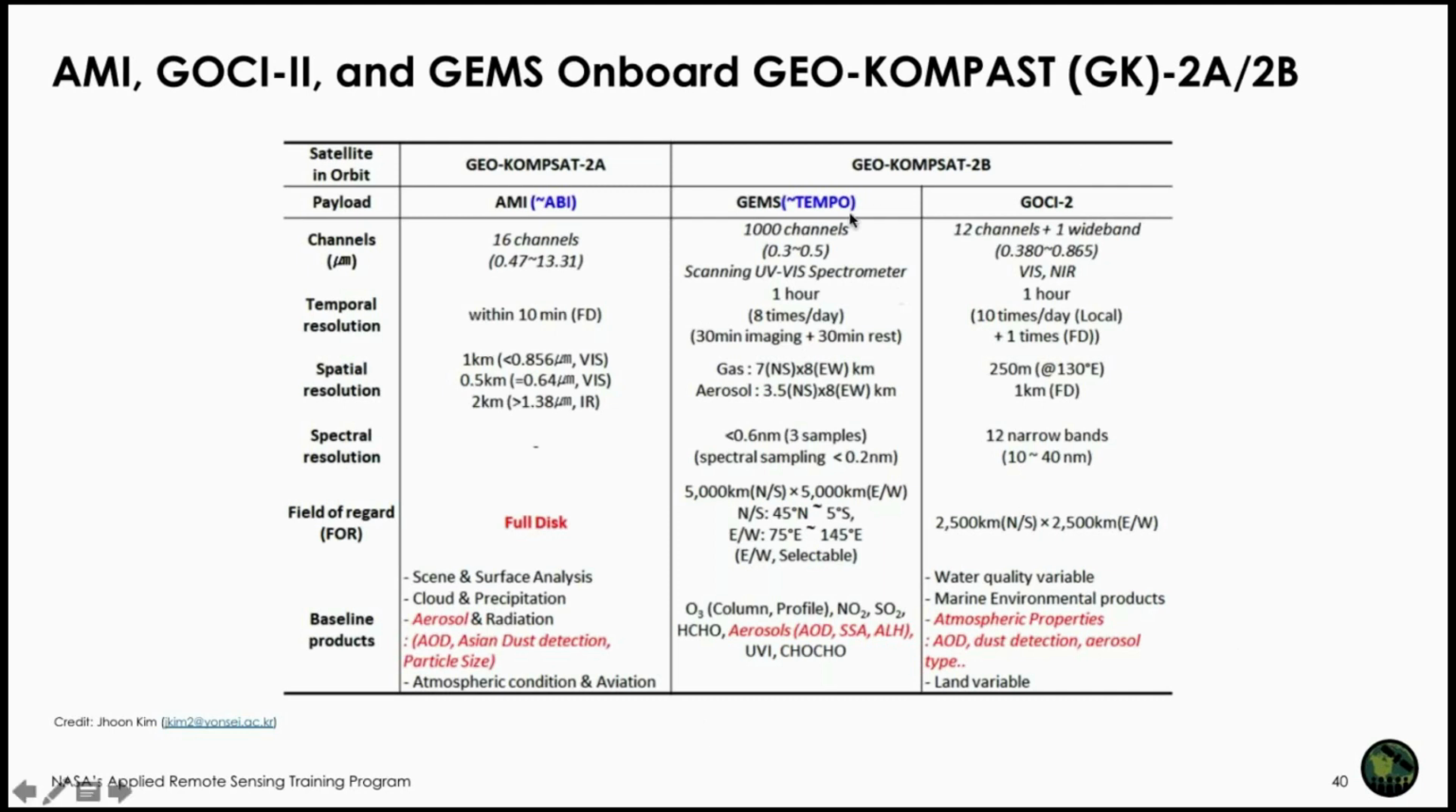And GeoKompsat 2B will have the GEMS, as I showed before, and GOCI-2. GOCI-2 is the next generation of GOCI. Because GOCI-1 will end in 2 years, GOCI-2 will provide continuity following GOCI-1. So different wavelengths and different characteristics of temporal and spectral resolution provide different aerosol optical properties.